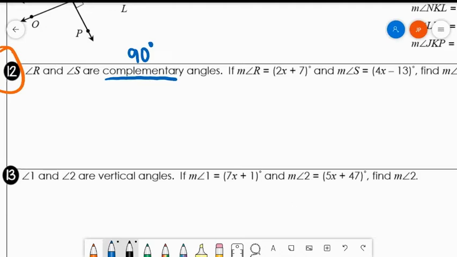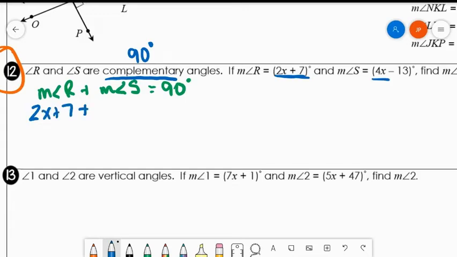So if angle R is equal to 2x plus 7 and angle S is equal to 4x minus 13, find the measure of R. I'm just going to write a little note for myself about what I know. I know that since these are complementary, when I put them together, they're going to equal 90. So that's just me saying, okay, the measure of angle R plus the measure of angle S equals 90. But I actually have some stuff to put in there. They told me that angle R was 2x plus 7.